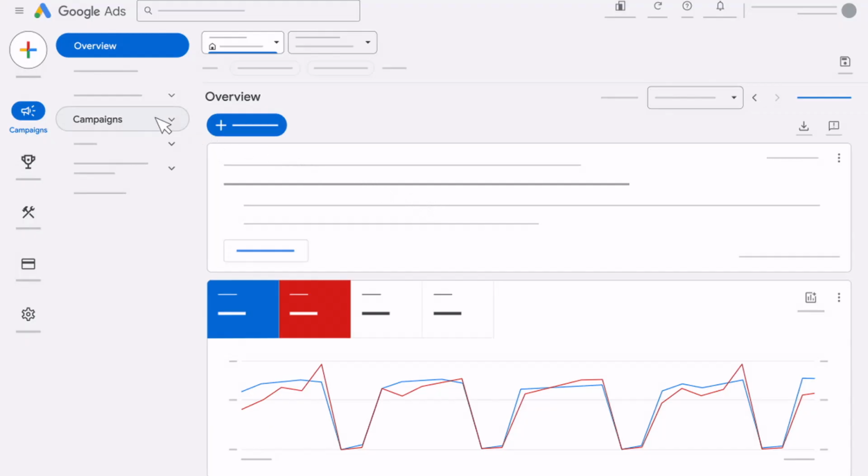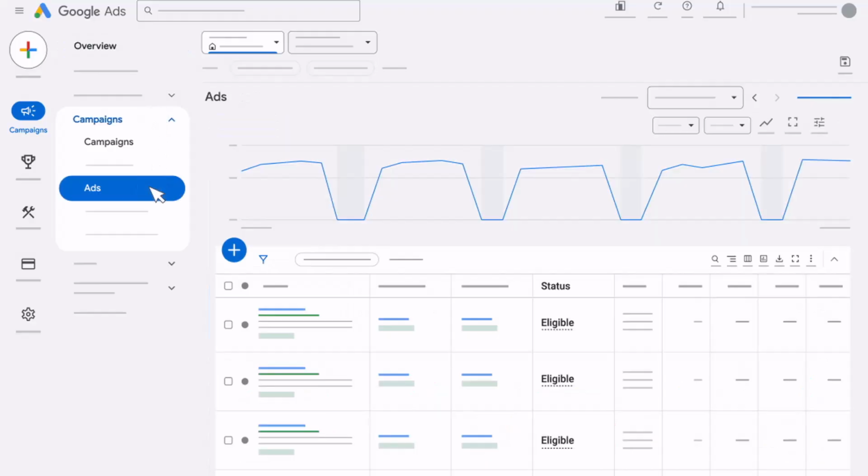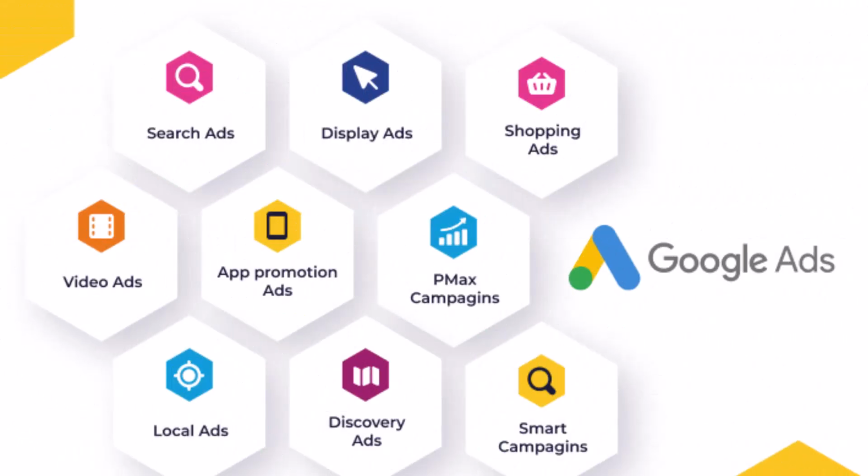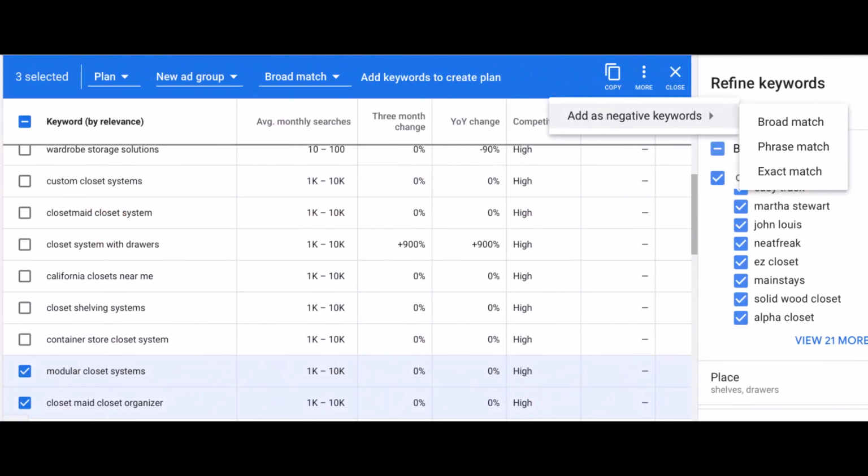Many campaigns fail because they target the wrong audience. Make sure your audience is aligned with your offer. Use detailed demographics, custom intent, and keywords based on buyer intent, not just broad terms.